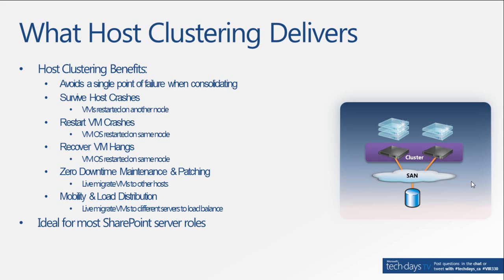Okay? So what clustering actually gives you from an availability perspective is that it avoids having a single point of failure when consolidating your environments. The virtual machines will survive a host crashing. If the host that it's running on crashes, the VM will be restarted on another node in the cluster and will continue to work. If the VM itself crashes, so if the virtual machine operating system crashes or hangs, we'll restart that particular virtual machine on the exact same node.